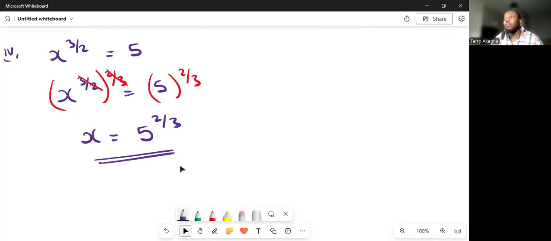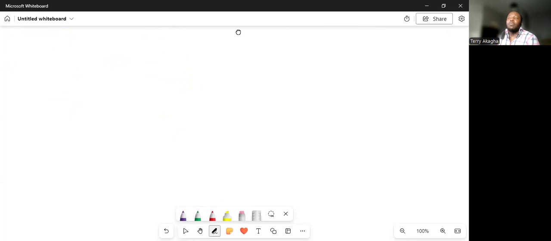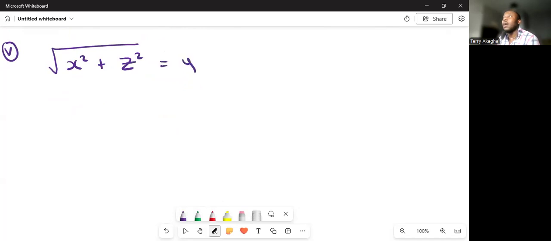Let's add more questions to this. So number 5, we have the square root of x squared plus z squared is equal to y squared. Okay, so what do you need to do? We're making x the subject of the formula.